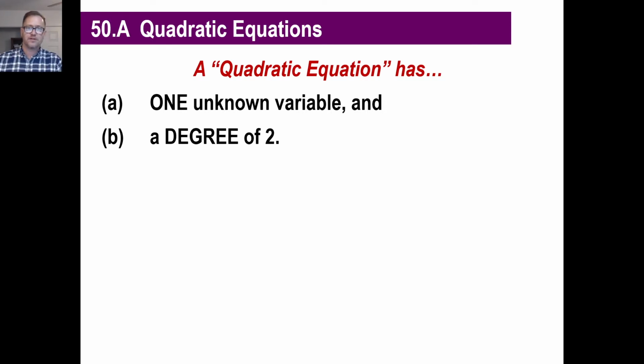And the degree of this is 2. So in other words, you're going to have an equation that has an x in it, it has an x squared in it, and it has some numbers in it. So here are some examples of what a quadratic equation looks like.